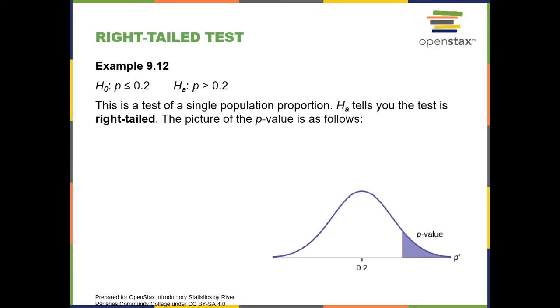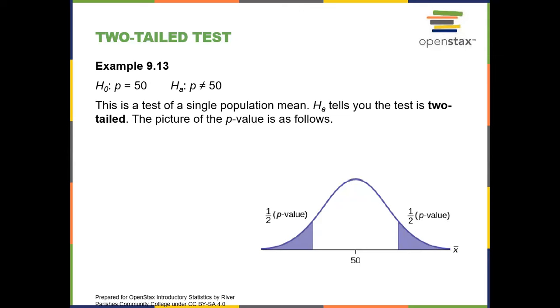Now look at the alternate hypothesis, p not equal to. Immediately we know it is a two-tailed test. What does it mean? It means the test statistic can fall in the left tail or it can fall in the right tail. What is the p-value? If the test statistic falls in the left tail, the p-value is twice the area to the left of the test statistic. If the test statistic falls in the right tail, then again the p-value is twice the area to the right of the test statistic.